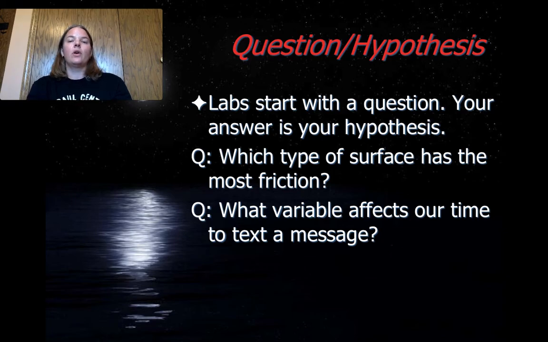For example, what type of surface has the most friction? That's your question. Your answer may be, well, rubber has the most friction. That would be your hypothesis. Or another question for a lab would be, what variable affects our time to text a message? Your answer may be a guess, but it is still your hypothesis. When I text a 140 character message, I take 3.2 minutes.